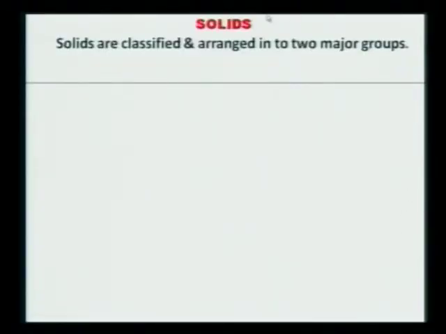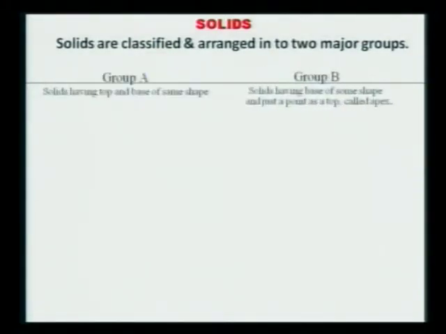Next, solids. Solids are classified. These are the shape-wise examples we have taken. Now these are classified and arranged in two major groups, group A and group B. Group A: solids having top and base of the same size. Group B: solids having a base of some shape and just a point as a top, called an apex. Can you differentiate these two?